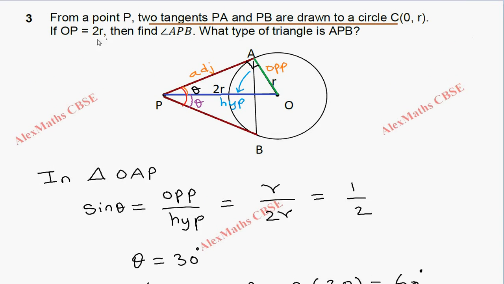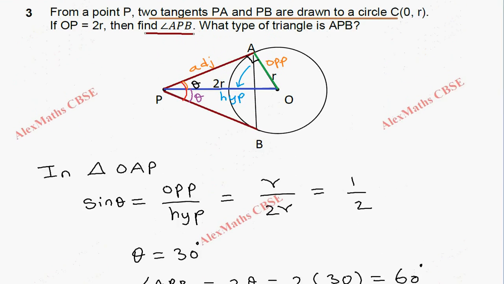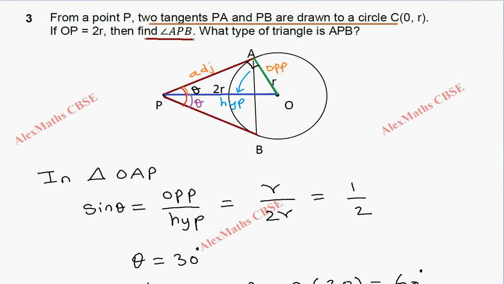So, as per the question, we found the angle APB. APB is the full angle 2 theta we got. And they are also asking what type of triangle is APB. This APB is what type of triangle.